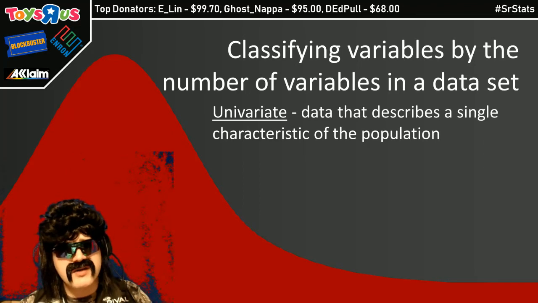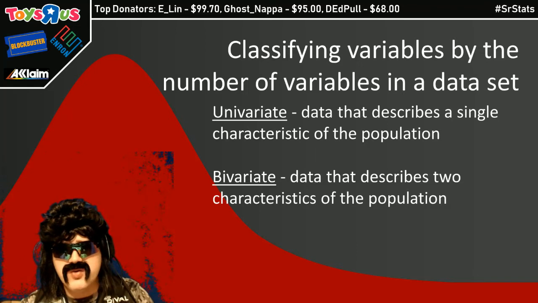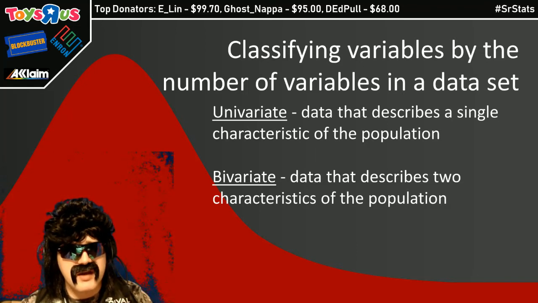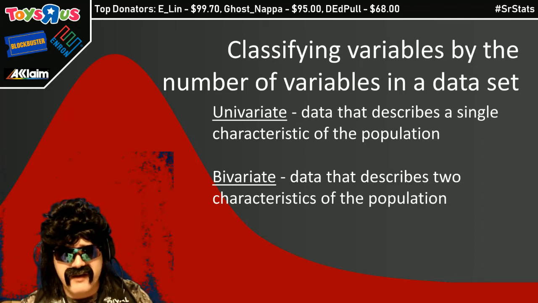Now, say you wanted also weight and height. That would be bivariate. Data that describes two characteristics of the population. If you got two things, that's like a bicycle, a bivariate.